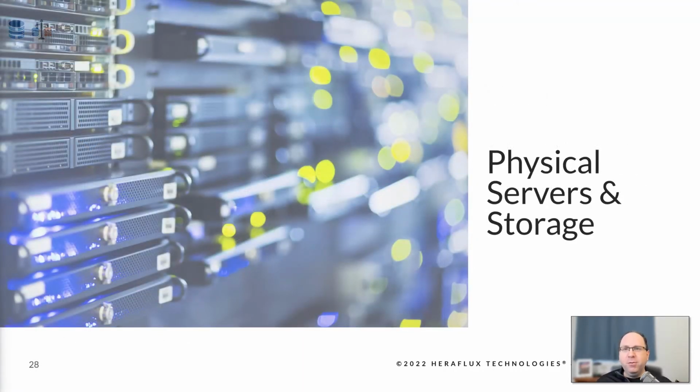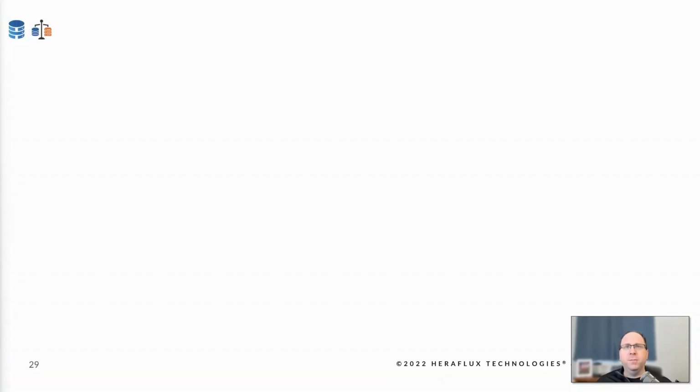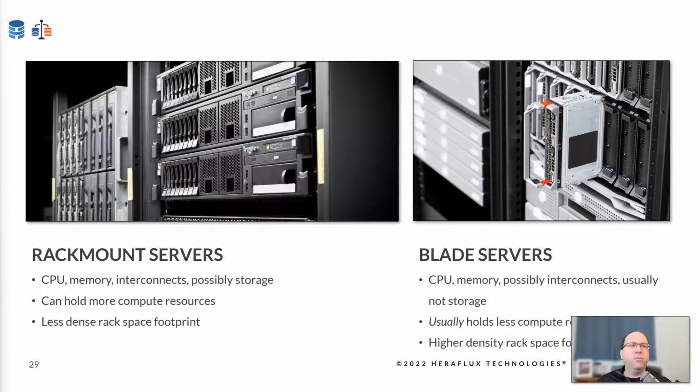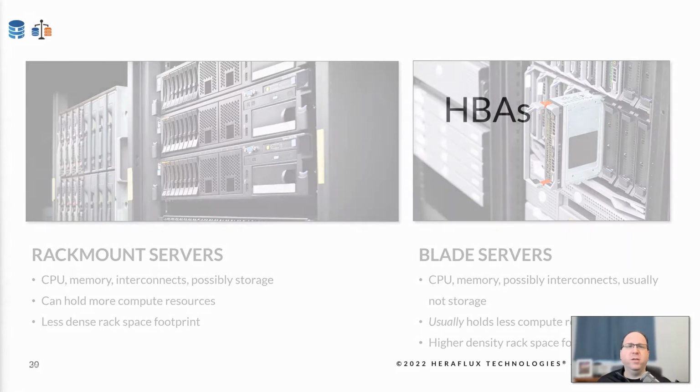Let's go to the next layer in the stack. This is your physical server and your storage. So there are 2 types of main servers: rack mount and blades. I don't really have a preference between them. Usually rack mount have the ability to throw more hardware in them, but blade servers give you a more dense compute environment so you can pack more in with less. I'm pretty neutral on either one.